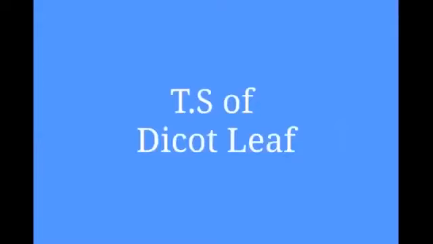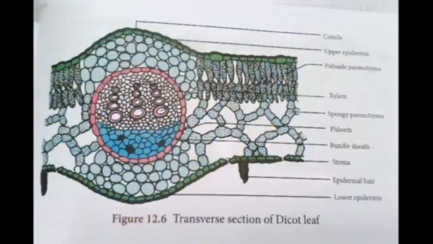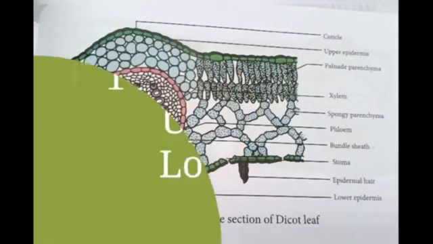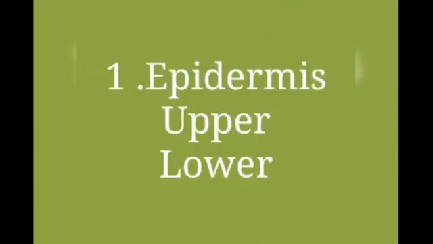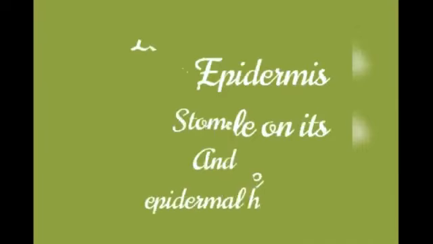We'll move on to the anatomy of a dicot leaf. Dicot leaf consists of two epidermis, the upper epidermis and the lower epidermis. The upper epidermis has a cuticle on its top to prevent transpiration. Cuticle is a type of wax which protects the inner surface. And the lower epidermis consists of stomata, which are used for the exchange of gases.